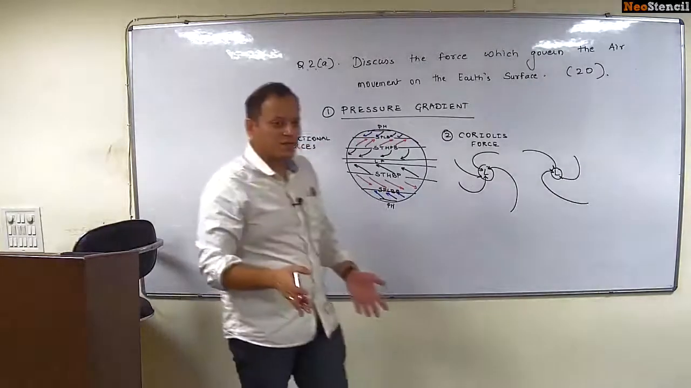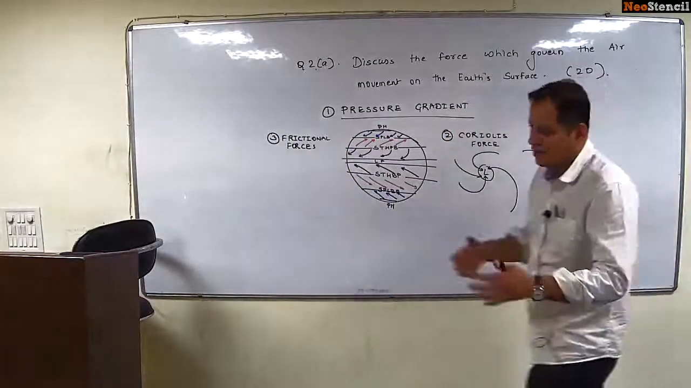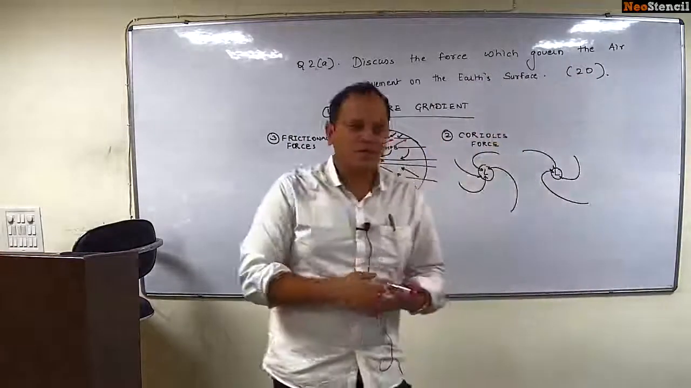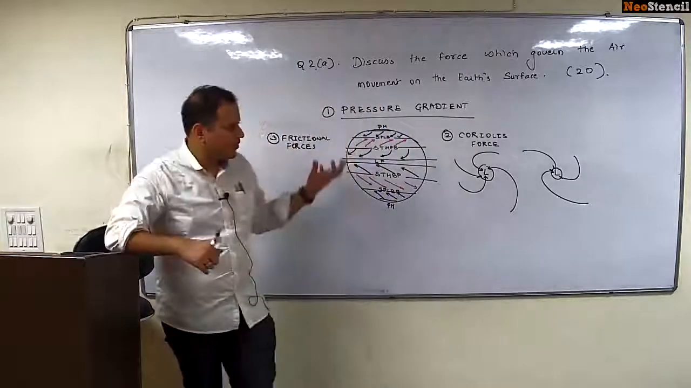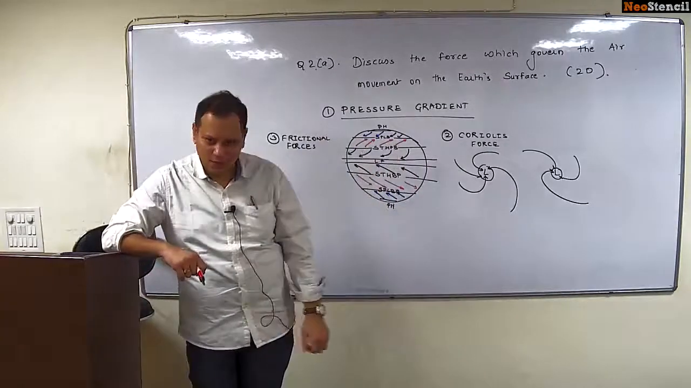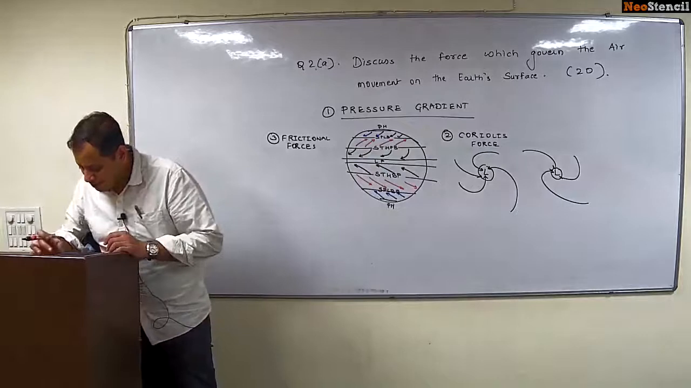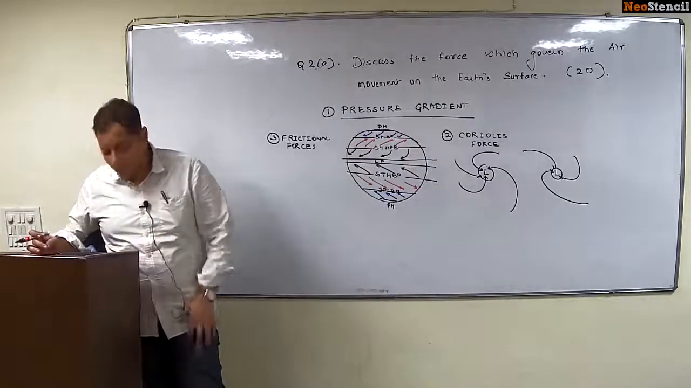Frictional force will reduce the wind velocity. So the cold air is denser, therefore the frictional force is more, and therefore the wind velocity is reduced. So you can write about these three forces, draw a proper representation of a diagram, and your answer is over here. So a very simple answer here.